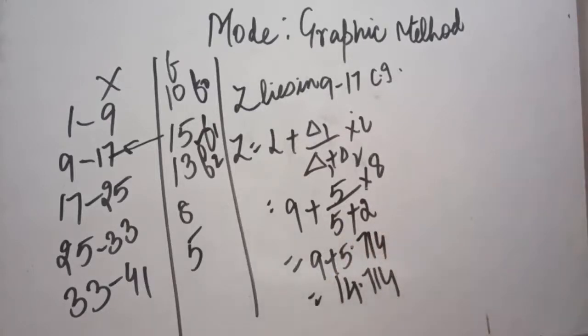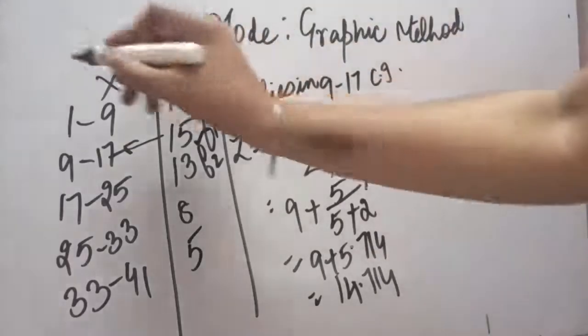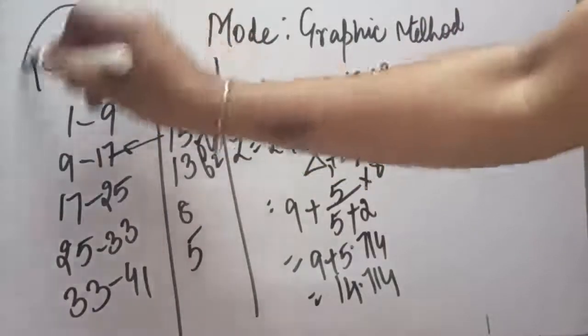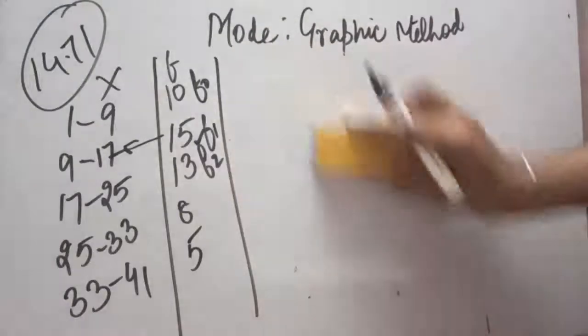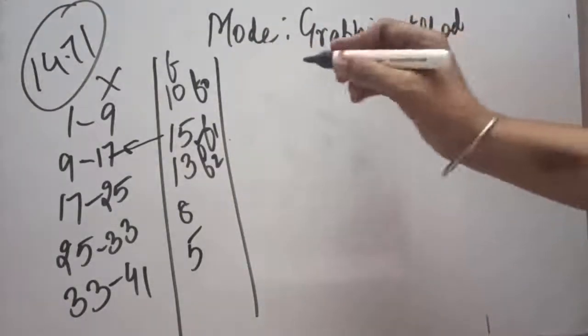So ultimately our answer is 14.714. But if we solve this with the help of the graphical method, we will see the same type of answer. This answer is 14.71 or thereabouts. Now let us see how we can solve this question with the help of the histogram graphic method.